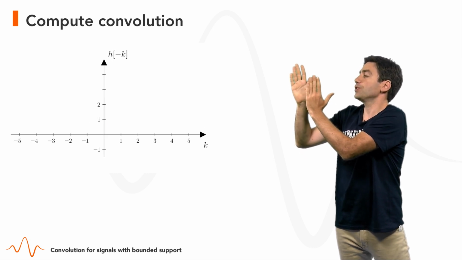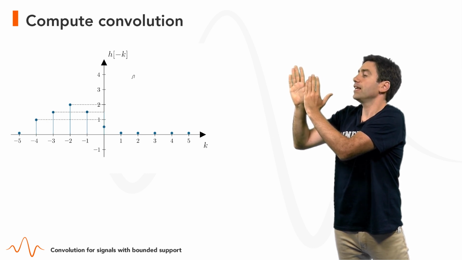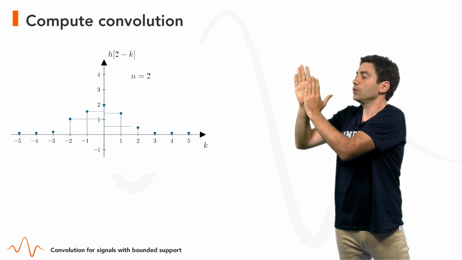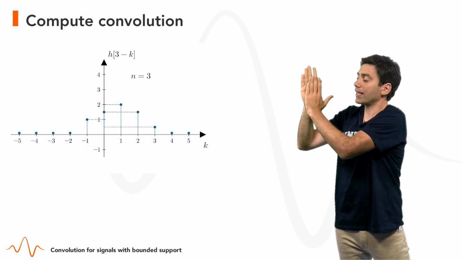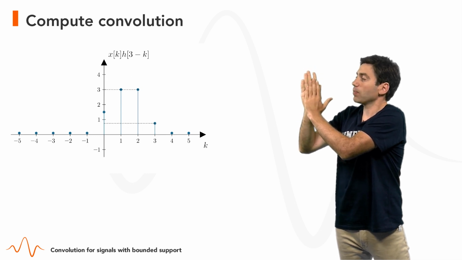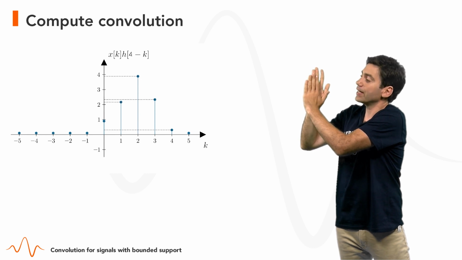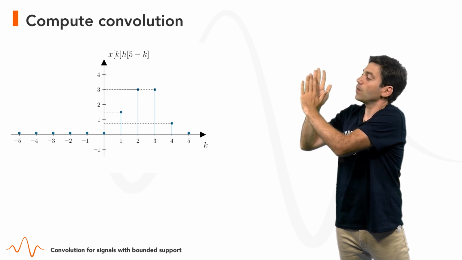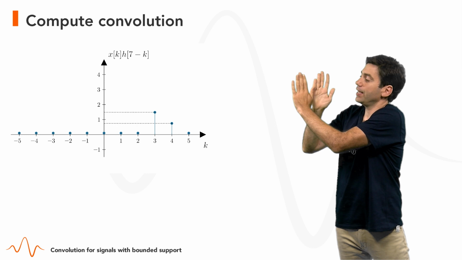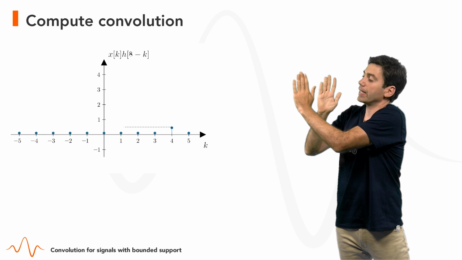We continue this procedure. We already did this procedure for n equals 0. We multiplied and we added. n equals 1, n equals 2. For n equals 3, we have to multiply x of k and h of 3 minus k. We multiply, we get a signal. We add it, and we get a value, which is y3. Then we get y4 by doing the same. We get y5, y6, y7, y8, and after n equals 8, so n equals 9 onwards, we get 0 all the time.